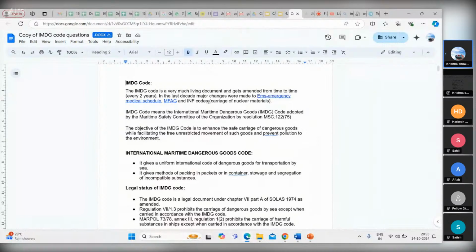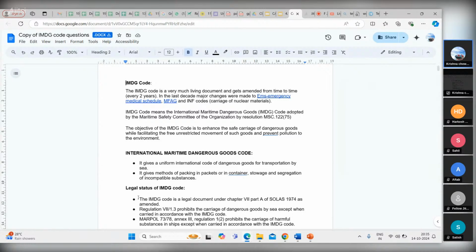And volume 2 is about the dangerous goods list, chapter 17. It has 18 columns, the UN code list, and it gives the methods of packaging in packets or in container storage and segregation. So how you have to pack the container, how you have to store, and how you have to segregate, everything you will find in this place.